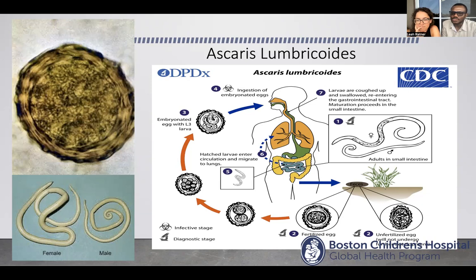And then this goes into your small intestine and migrates into your lung, is coughed up and swallowed for the maturation to occur in the small intestine, and then the life cycle just continues. So here's a picture of the egg under the microscope, and then these are the adult ones.